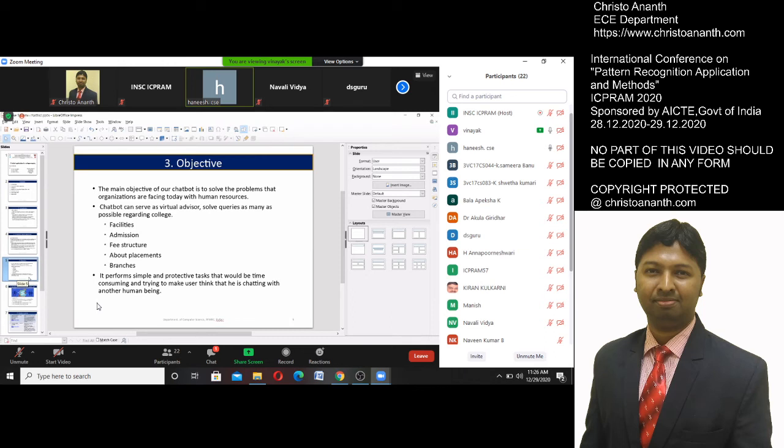Like now, if students visit college and want to inquire about some information in the reception section, there will be only one-to-one contact. Other students have to wait until he resolves his problem, so their time will be wasted. And staff also cannot respond to all the students. So next, chatbots can serve as virtual advisors.